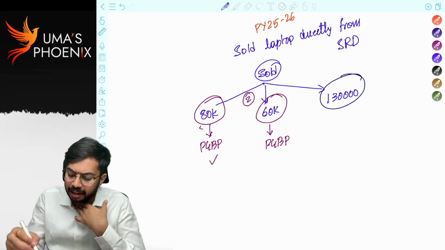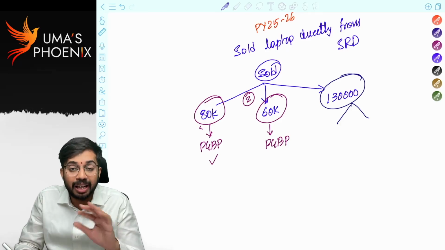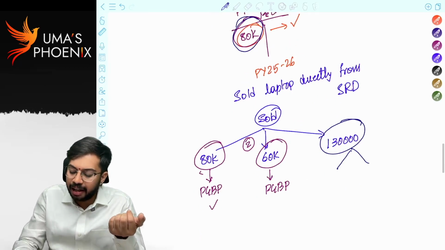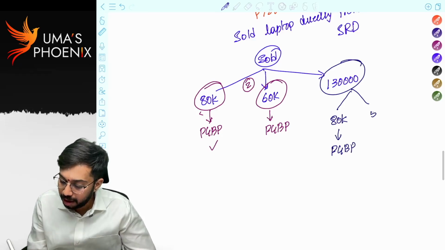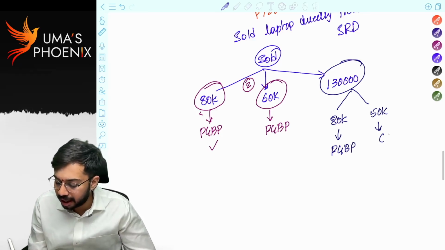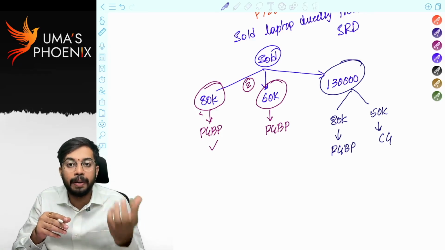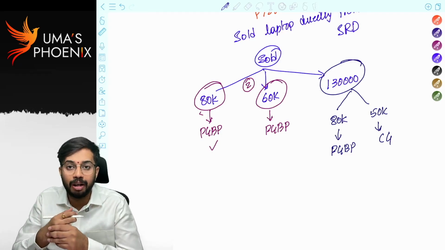Out of 1,30,000, whatever the amount of deduction that is claimed earlier is there. How much deduction was claimed earlier? 80,000 rupees. Out of 1,30,000, 80,000 is taxable under the head PGBP. 50,000 is taxable under the head capital gains. Sir, short term or long term? It depends upon period of holding. Based on period of holding, you will classify it as short term or long term.